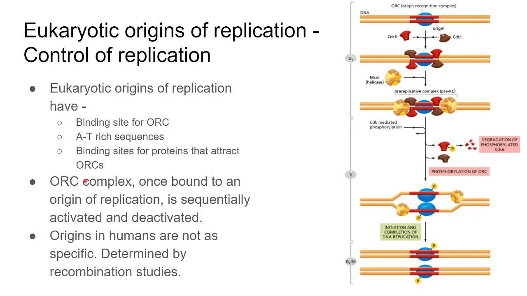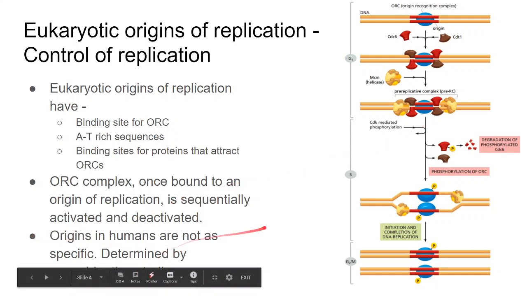It's not ORC complex, it would be redundant to say ORC complex. Anyway, ORC, once bound to the origin of replication, is sequentially activated and deactivated. Once it's bound, you want it to deactivate as well, because once it's bound, it will continue to keep replicating the specific sequence, and you don't want that to happen. You want some level of control. So you want it to deactivate once its job is done.